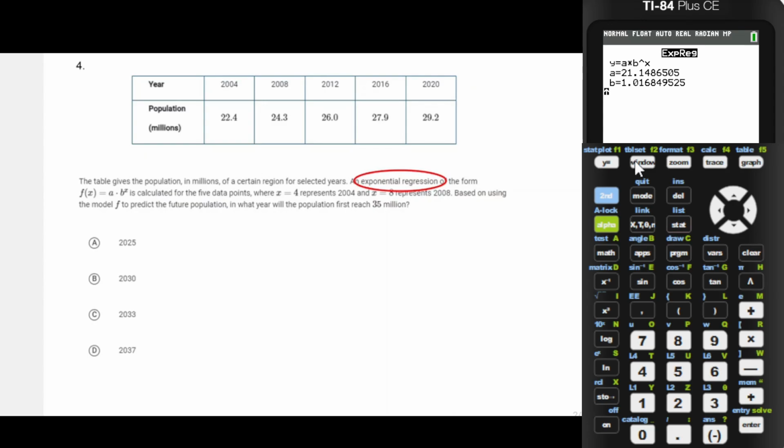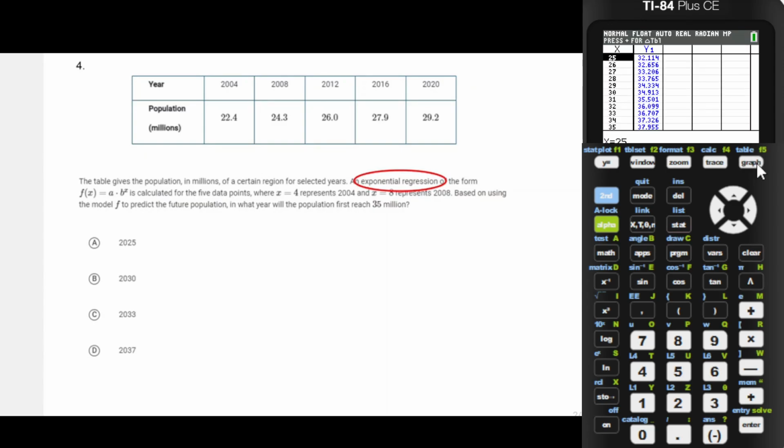So I'm going to first go into the table settings, and I want this to start at 25 because that's the lowest answer choice that I see. And then we're going to jump up by 1 each time I ask for the table. So table, there we go. We want the first year where it went to 35. Okay, there it is. It went from about 34.9 to 35.5 between 30 and 31. So that must mean 2030.